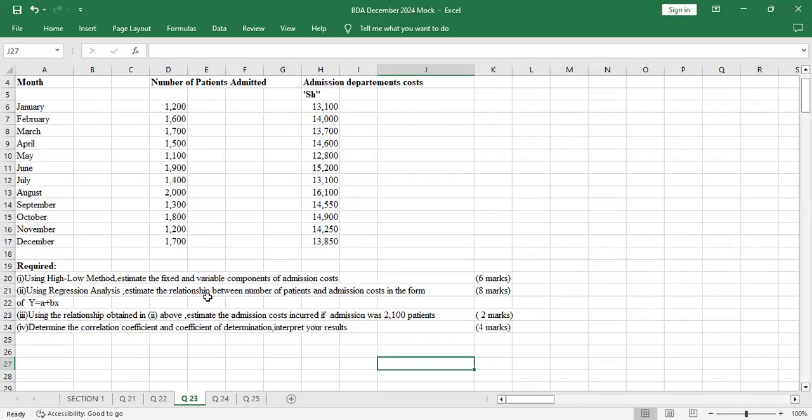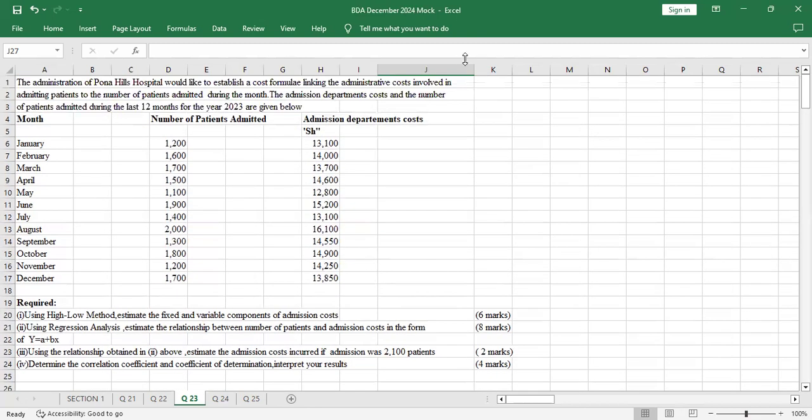And so we'll start with Roman 1. Using the high-low method, estimate the fixed and variable components of admission cost. So the high-low method is part of your business data analytics syllabus, and this is how you do it. So we'll have activity, then we also have cost here. So we'll look at the high value, so you'll have high, then you have low.